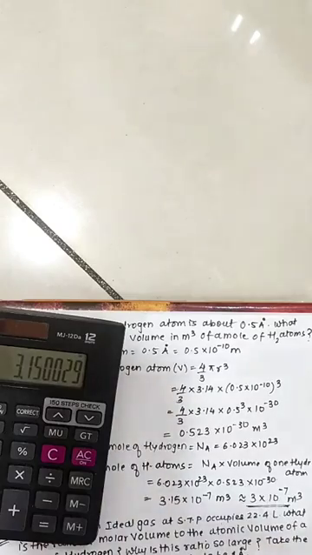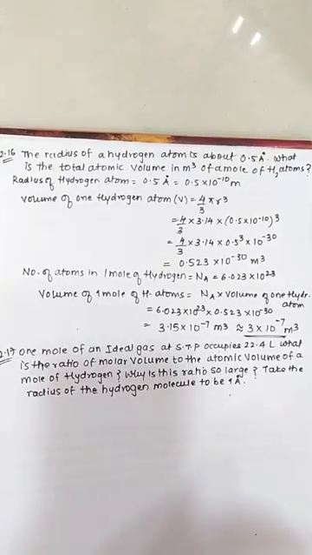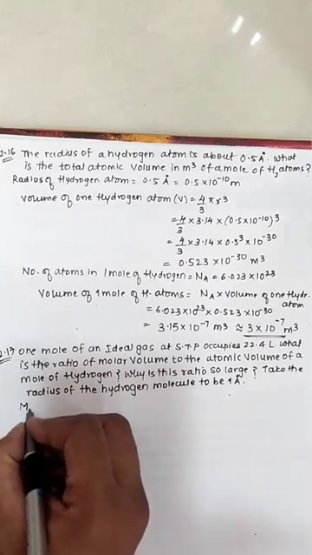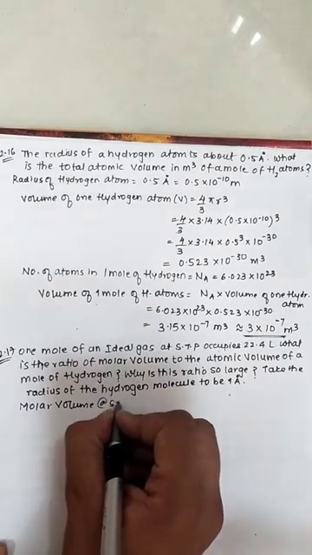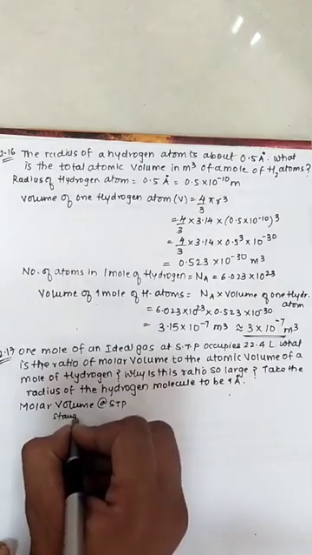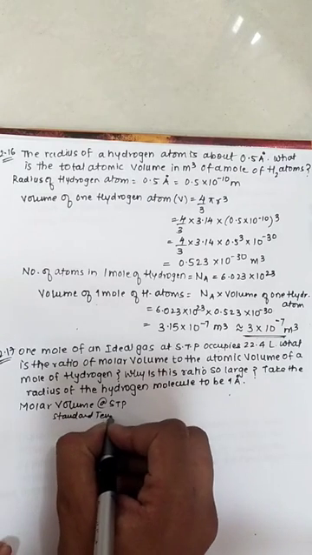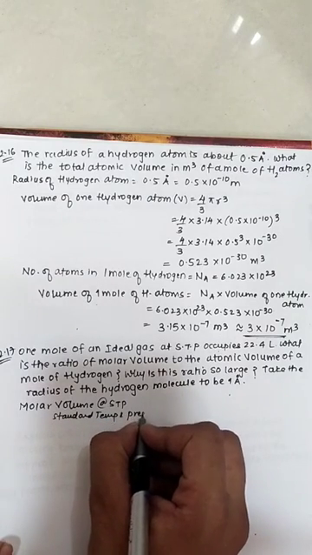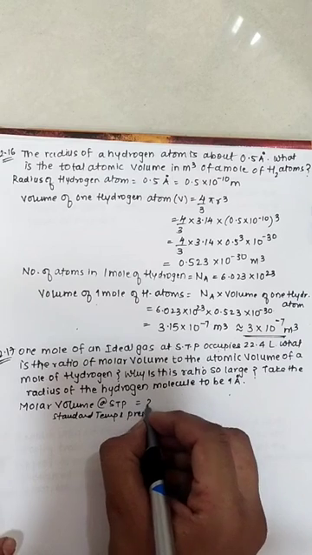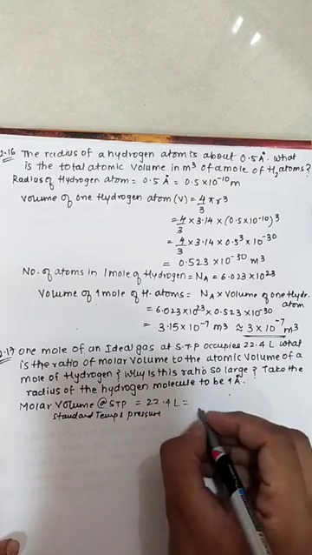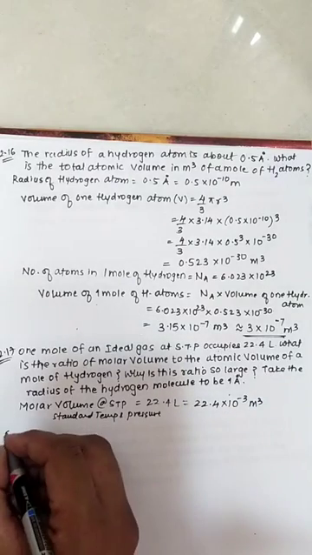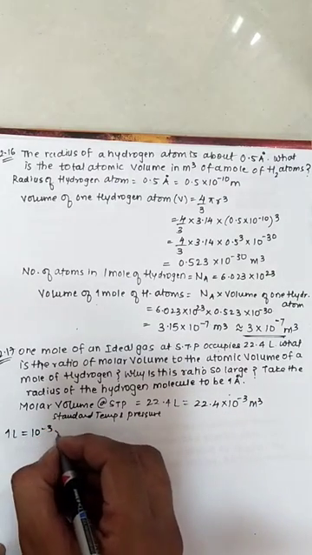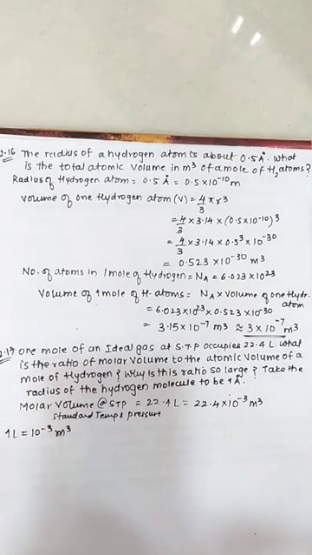Till this clear? Next question: 1 mole of an ideal gas at STP occupies 22.4 liters. So they have given the molar volume at STP. STP stands for standard temperature and pressure. That is how much? 22.4 liters. Liters can be converted: 22.4 into 10 power minus 3 meter cube. Remember 1 liter is 10 power minus 3 meter cube, or you can say 1 meter cube is 1000 liters.